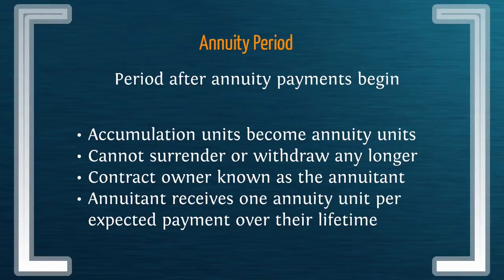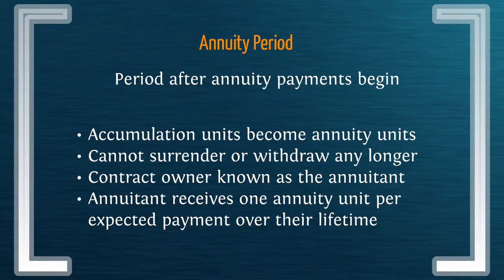During the annuity period, this is the time when the payment stream starts to pay back to the investor. The accumulation units become annuity units. That just means that there's some accounting. This is the way that the accounting is done by the issuer, keeping track of these units as estimates for life expectancy of what they expect to be paying.